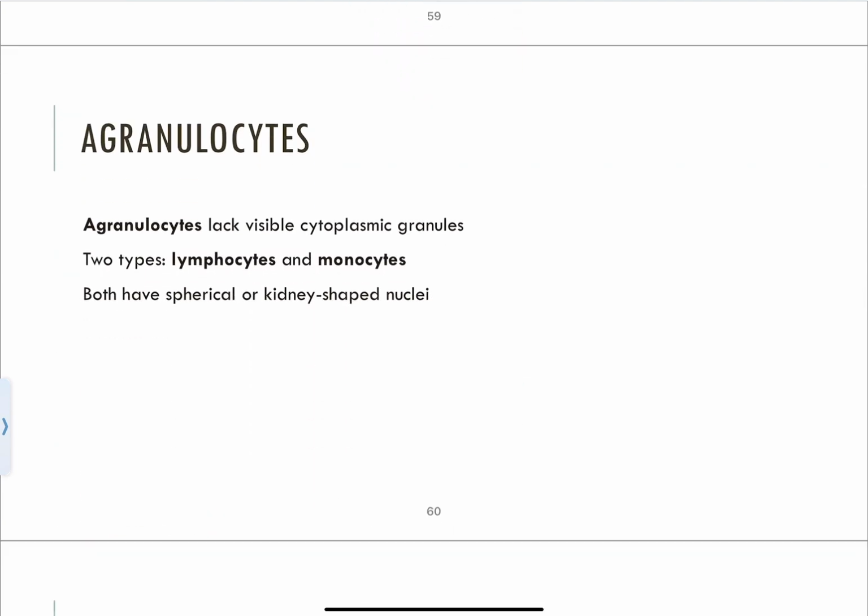Okay, moving on to our agranulocytes, we have two main types, our lymphocytes and our monocytes, but we don't have any visible cytoplasmic granules, so that's why we call them agranulocytes. They are structurally similar to each other, but they're very functionally distinct, and they're not related. If we're looking at their nucleus, it's either going to be spherical or kidney-shaped.